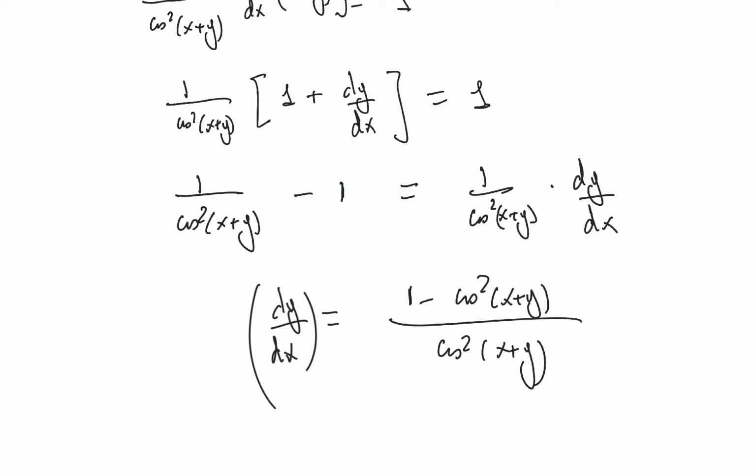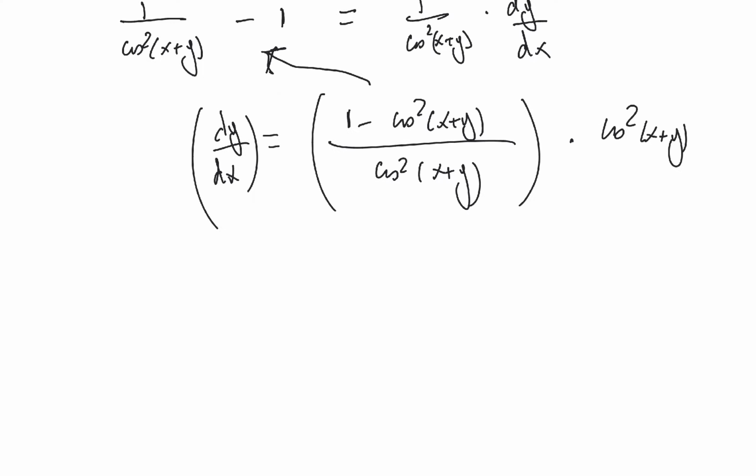So the derivative of y with respect to x will be equal to this, that is this, multiplied by cosine square of x plus y. So at the end, the derivative of y with respect to x will be equal to 1 minus cosine square of x plus y, because this will cancel with this.